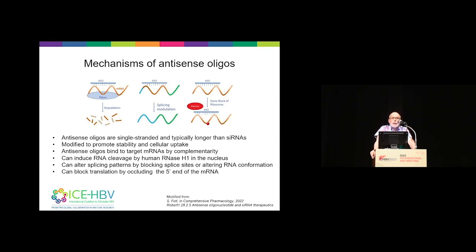Another possibility is that you can modulate splicing. If your antisense oligo happens to sit on a splice site or change the conformation of the RNA in a manner that the splice site is not recognized, you're going to get a different collection of RNAs coming out. And this process is being used in some cancer-based antisense oligo strategies. And finally, if you bind the antisense oligo to a spot at the 5' end where the ribosome initially recognizes the RNA, you can block recognition of the RNA and directly suppress mRNA production. So those are the ways that antisense oligos can work.